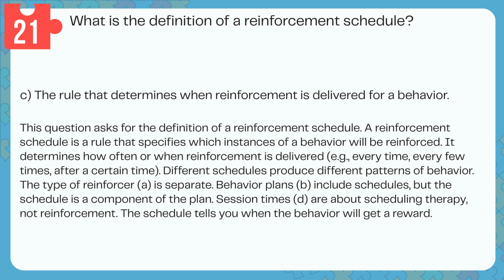The type of reinforcer, A, is separate. Behavior plans, B, include schedules, but the schedule is a component of the plan. Session times, D, are about scheduling therapy, not reinforcement. The schedule tells you when the behavior will get a reward.